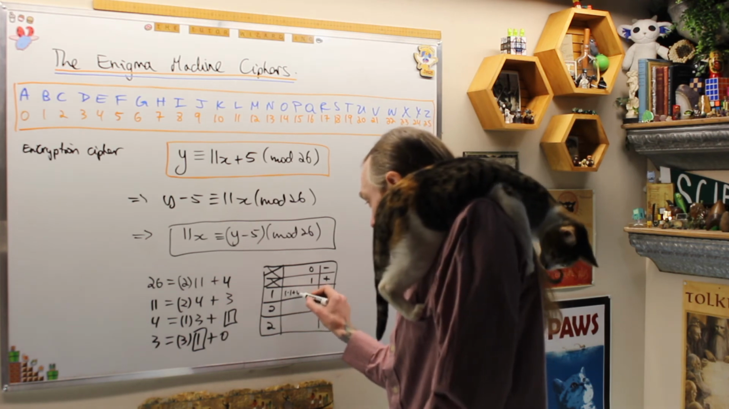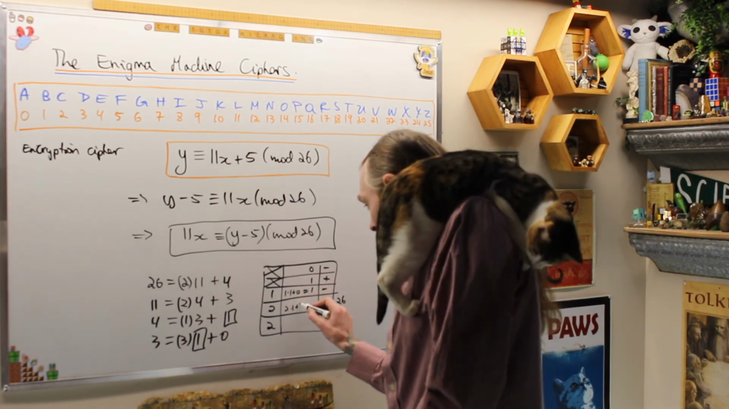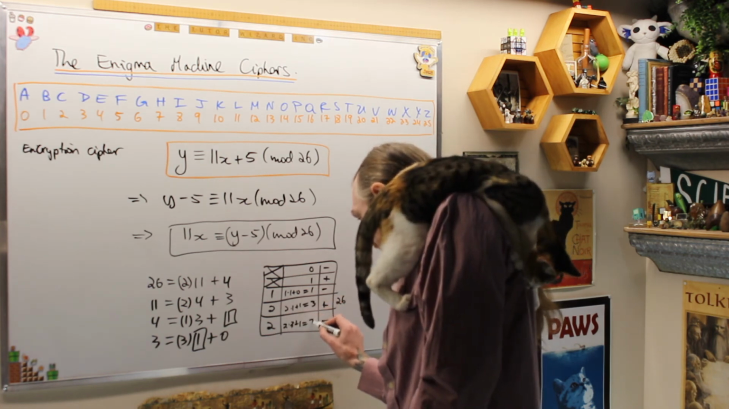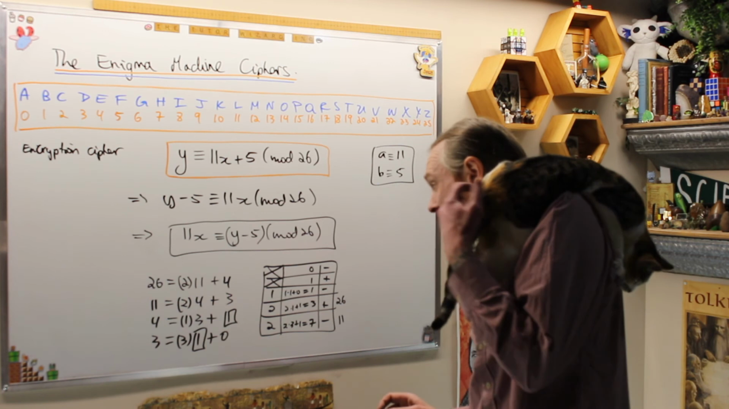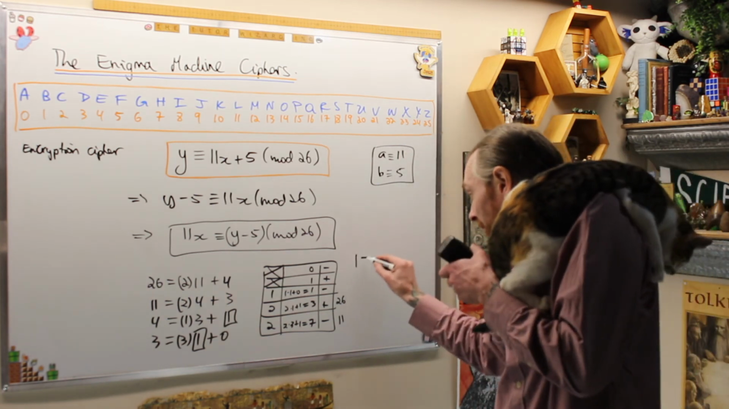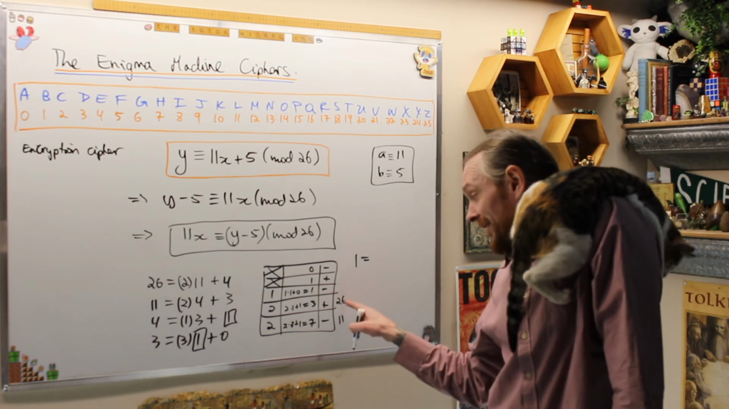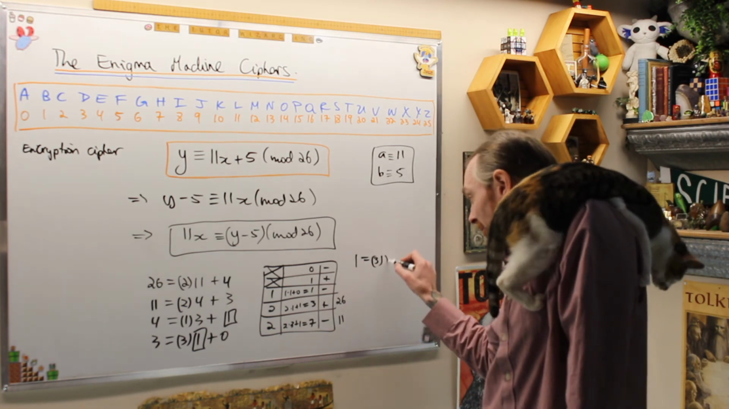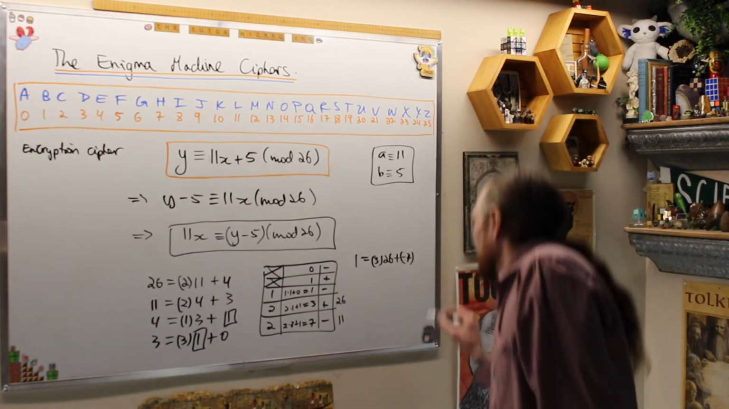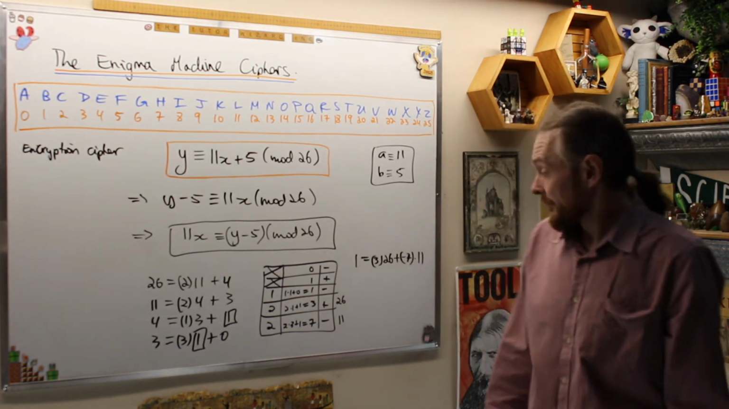1 times 1 plus 0 is 1. 2 times 1 plus 1 is 3. 2 times 3 plus 1 is 7. What that tells me is 1, which is the GCD of 26 and 11, is 3 times 26 plus negative 7 times 11.